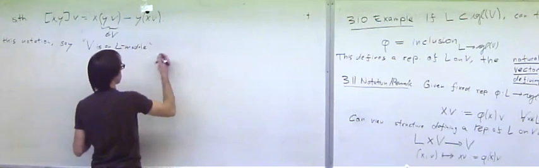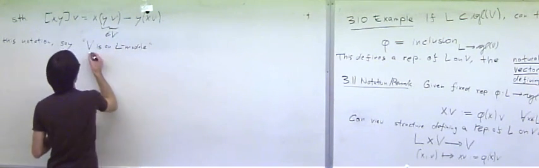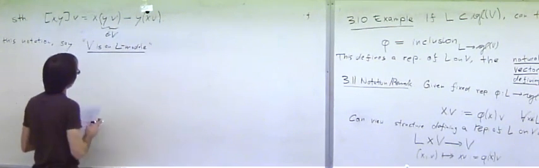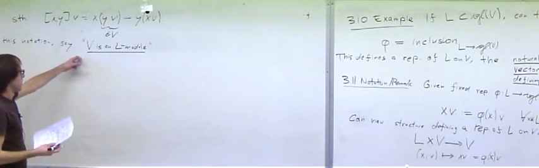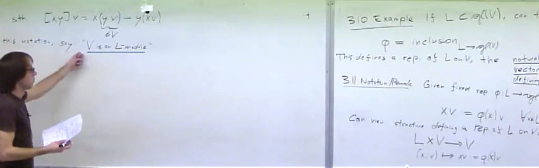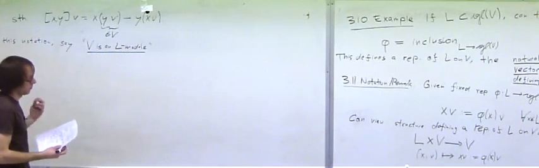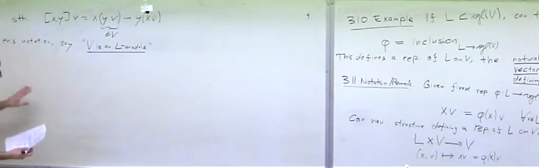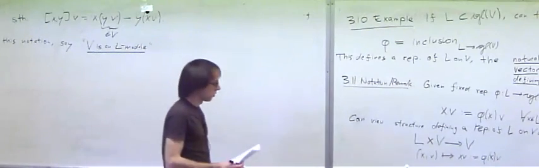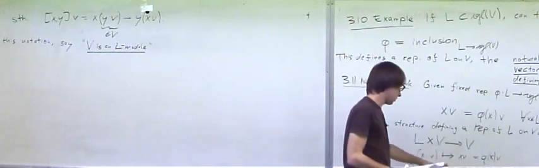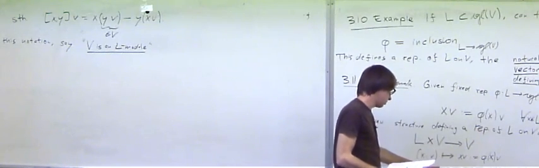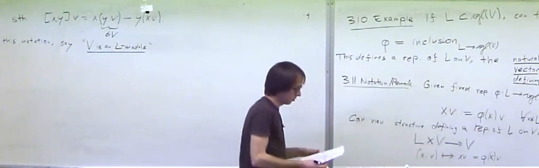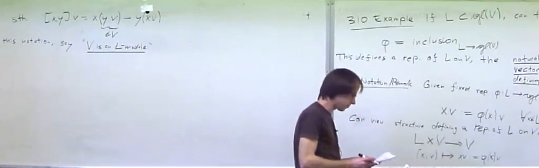So saying V is an L module means: fix a representation of L on V and omit phi, the structure map, from the notation. Okay, so I leave it as an exercise. I think it's the last exercise on this new sheet to show that these are actually equivalent concepts.